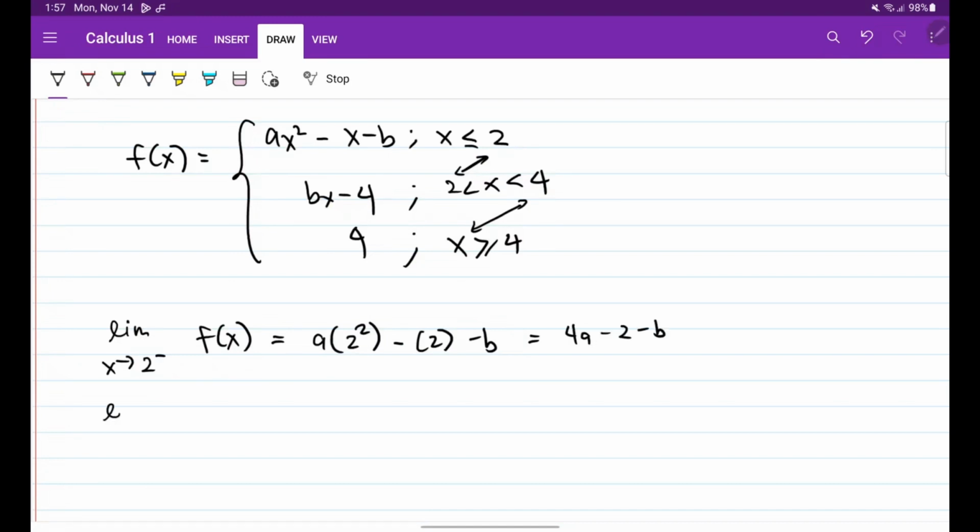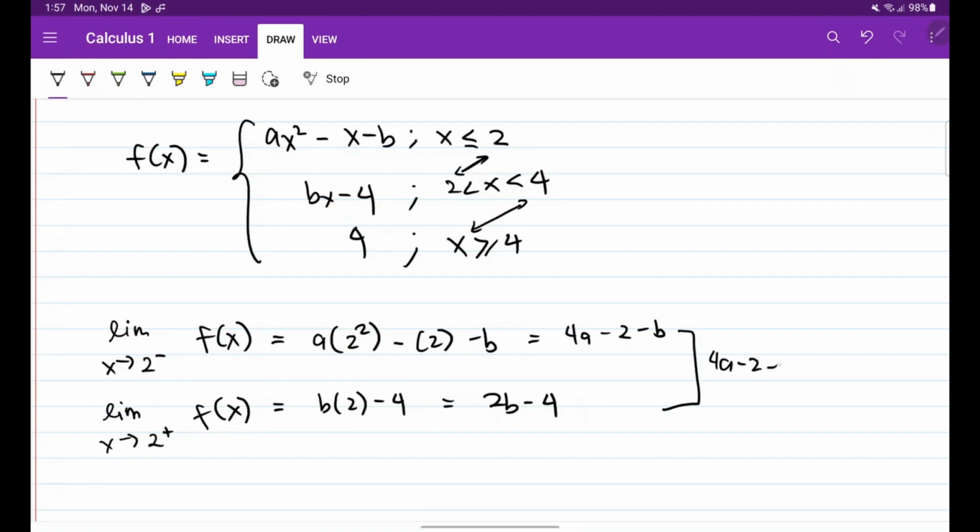Okay, and check natin sa right side. So, limit as x approaches 2 plus of f of x. And yung f of x natin ngayon would be bx minus 4. Tama kasi 2 plus is 2.1. So, magiging b times 2 minus 4 or just 2b minus 4. And para maging continuous yung isang function, dapat equal yung dalawang ito. Tama? So, 4a minus 2 minus b should be equal to 2b minus 4. And as of this moment, wala tayong masolve dito since we have here 2 unknowns pero 1 equation only.